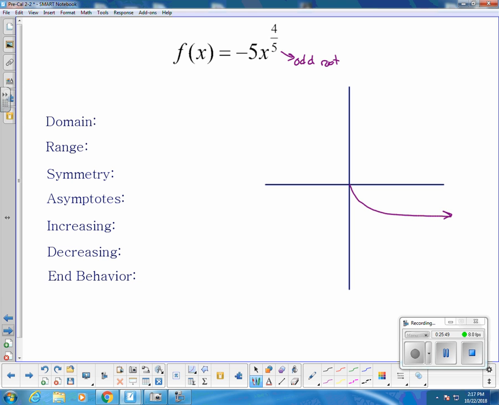Okay, on top we have an even function, which means on the left side it is a reflection. So this guy is going to do this. Can you get the graph? Everyone starting to see this? What's the domain? All reals. The range.